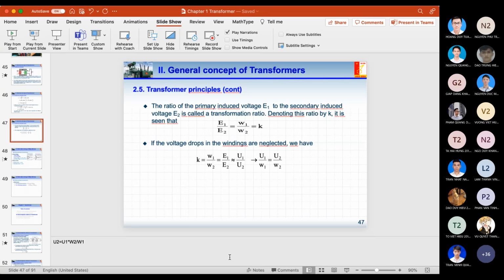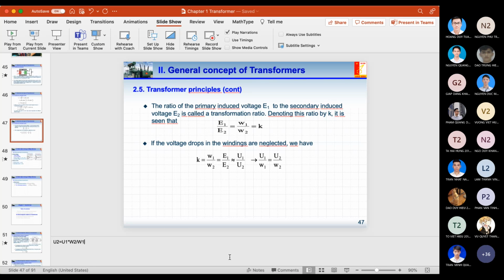If the transformer is step down. Yes. Yeah, step down transformer. Okay. I think it will depend on the kind of transformer. If the transformer is step down, I think we should change the turn number of W2.